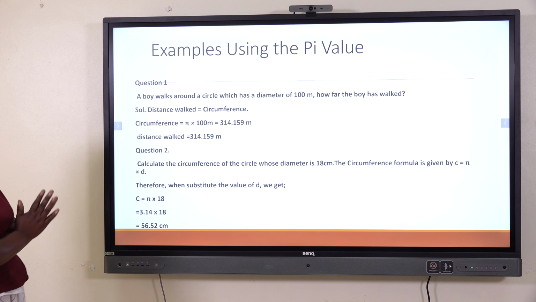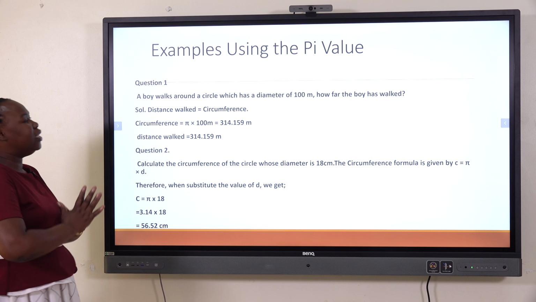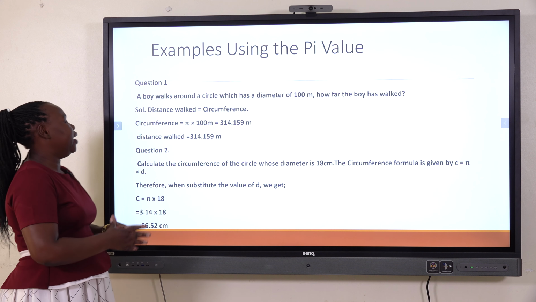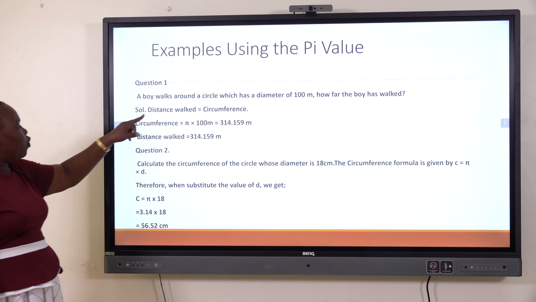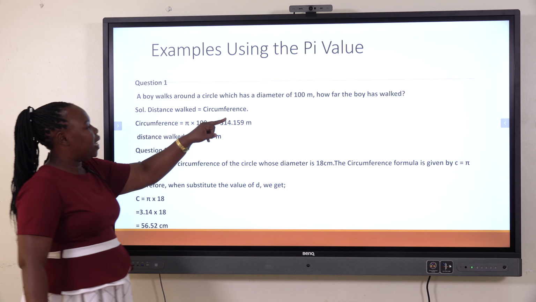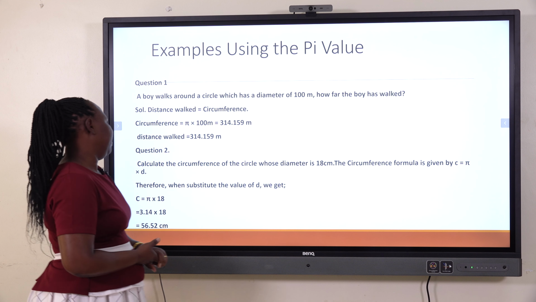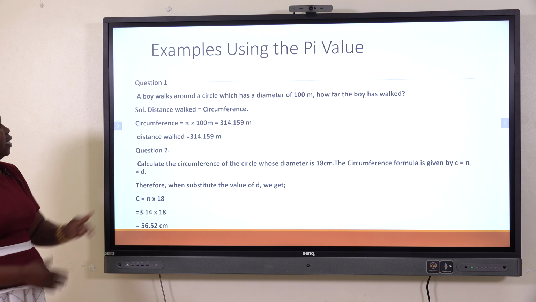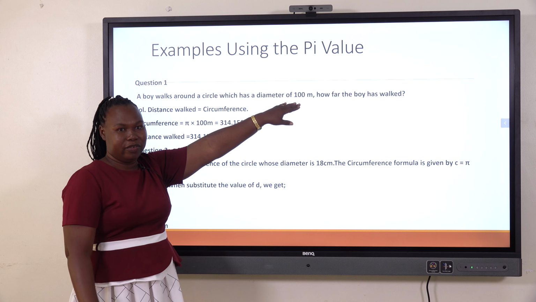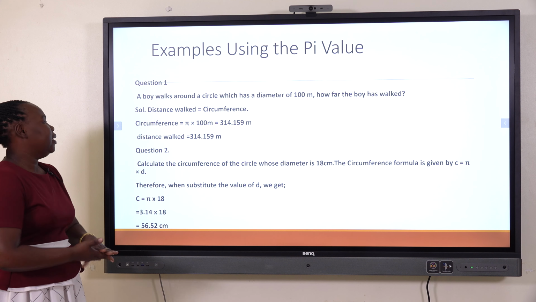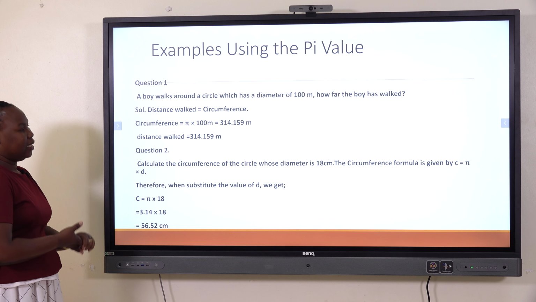We want to see examples. How can we use the value of pi in finding the circumference of a circle? A boy walks around a circle which has a diameter of 100 meters. How far has the boy walked? We are seeing that the diameter is 100. We are supposed to find the distance walked, that is the circumference.